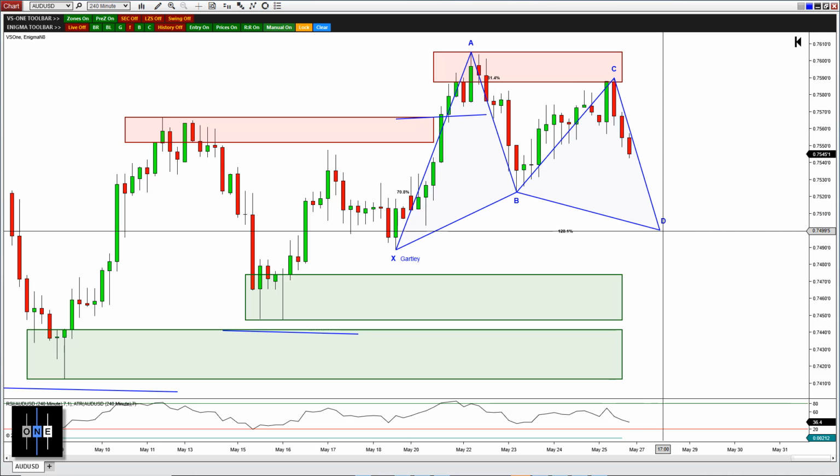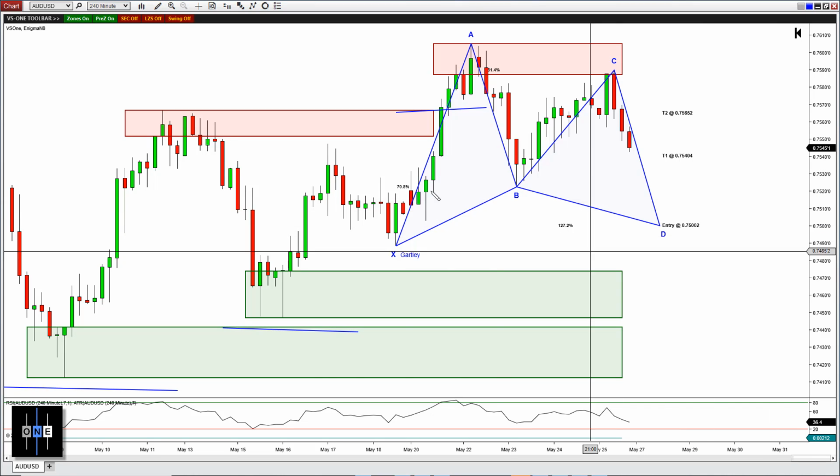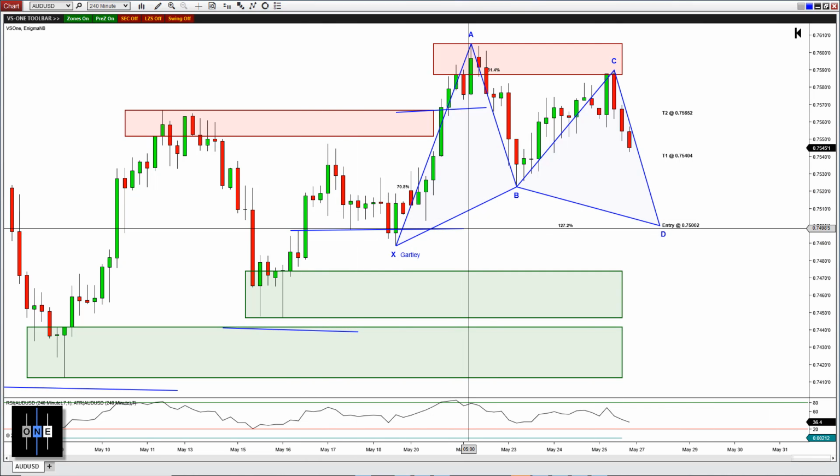And if price action were to come back down to this 74.99, so this is called the 75-cent level, which is a nice psychological number. You can see a nice little shelf right here as well. That's going to give us a bullish Gartley completion.